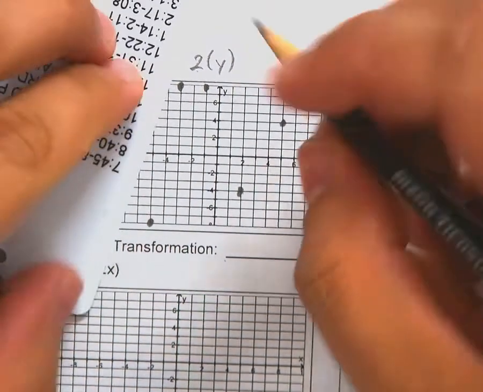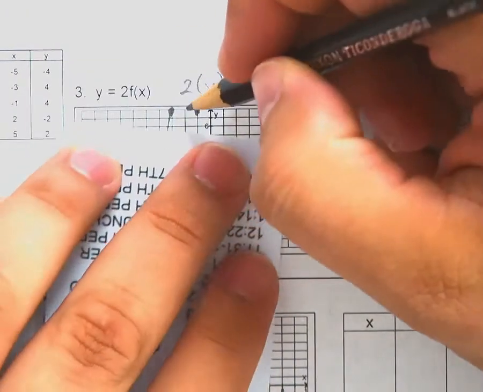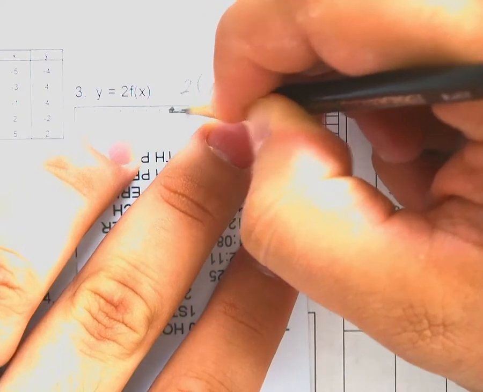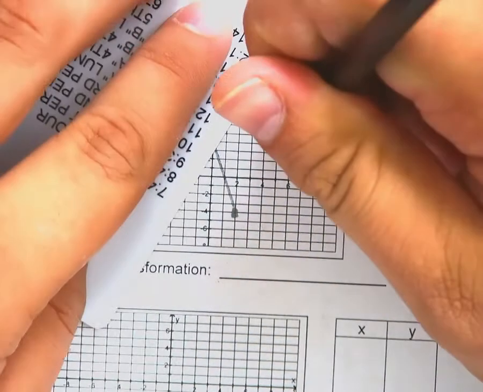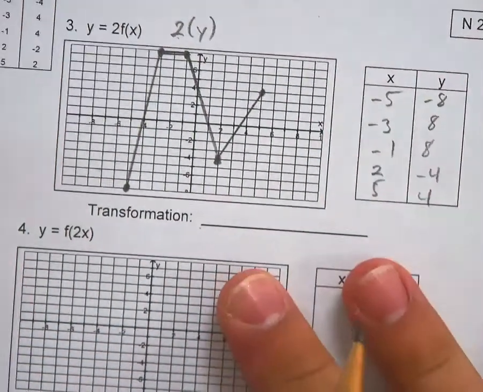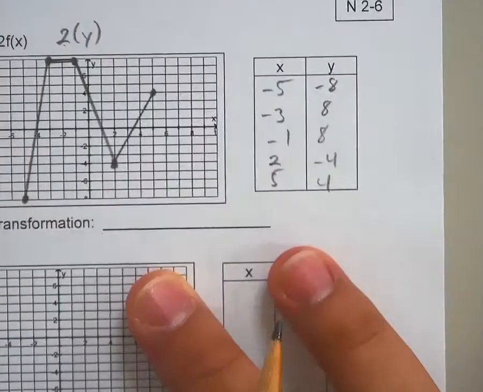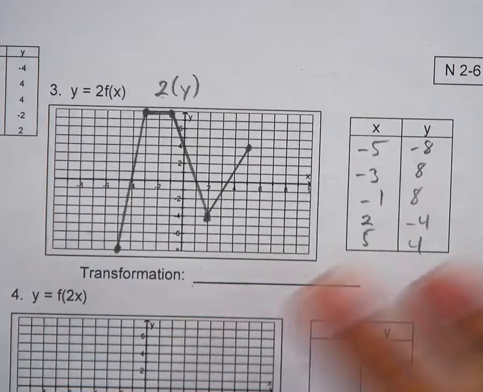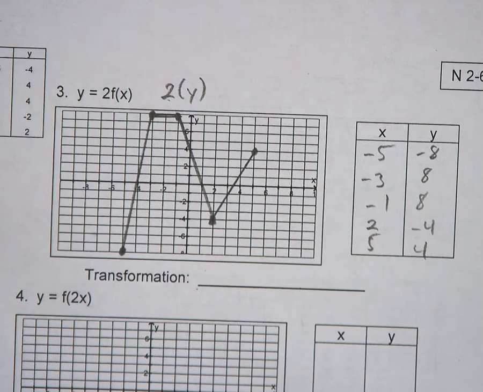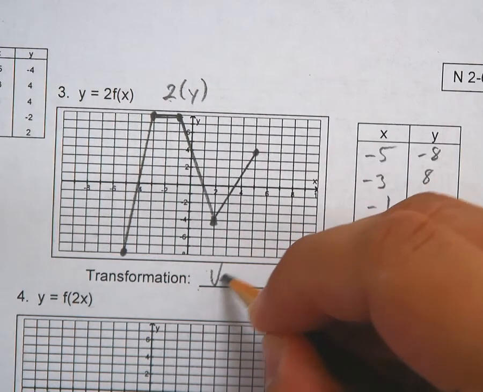So what did that do to your graph? Connect your dots real quick. If you need to pause the video, please feel free to. Take your time on this. I'm going to try and make that a little bit thicker. Connect your dots. And what really happened to your graph here? Compare this to the original. Here's the original, right? Looks normal. And then here's this one. What happened to it? Well, this is twice as tall as it was, right? It's twice as tall. What we call this is a vertical stretch.